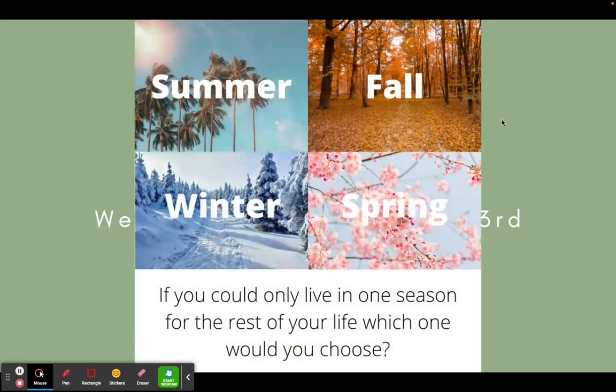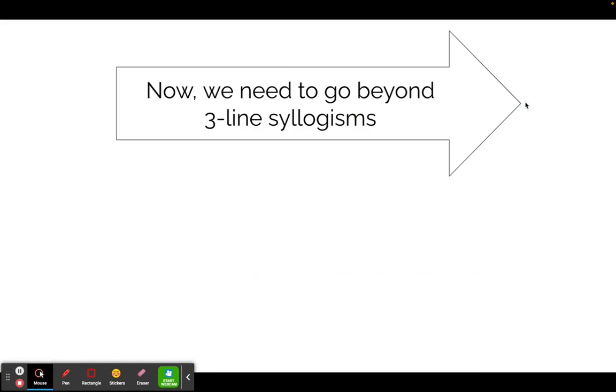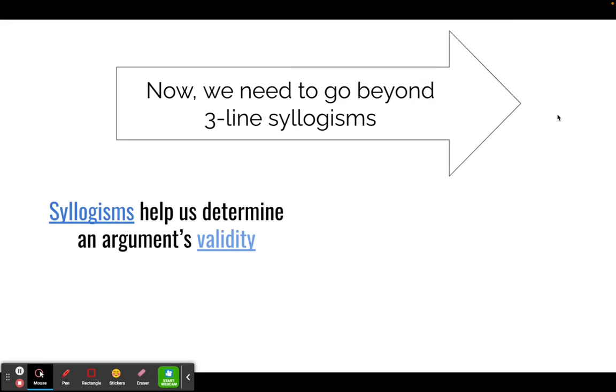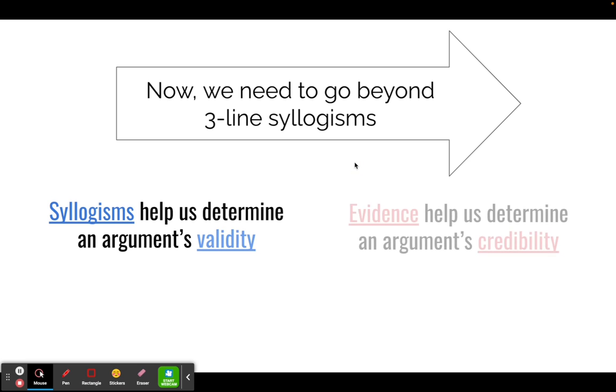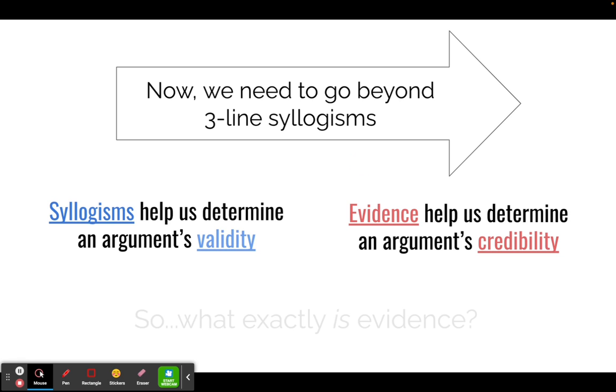Okay, so this should be the third day. So now we're going to take some notes going beyond 3-line syllogisms, because that can get really boring and repetitive very quickly. Syllogisms help us determine an argument's validity, meaning, is it logical? Does it make sense? But now we're going to start looking at evidence, which is really where we're going to camp out in this unit. Evidence helps us determine an argument's credibility, meaning, why should we believe the argument? If it's logical, that's one thing, but why should we believe it after finding out that it's logical?